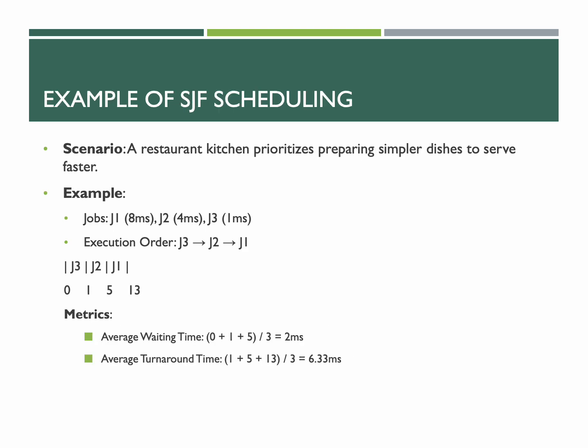Then next we have an example of SJF scheduling, where we have a restaurant kitchen which prioritizes preparing simpler dishes to serve faster. So we have three jobs, but J3 requires 1 millisecond to complete. So it starts from J3. The execution order is J3, J2, and J1. After all three are done, the average waiting time is 2 milliseconds and the average turnaround time is 6.33 milliseconds.